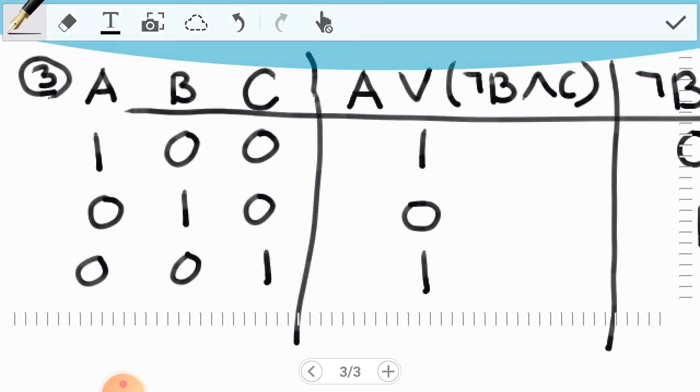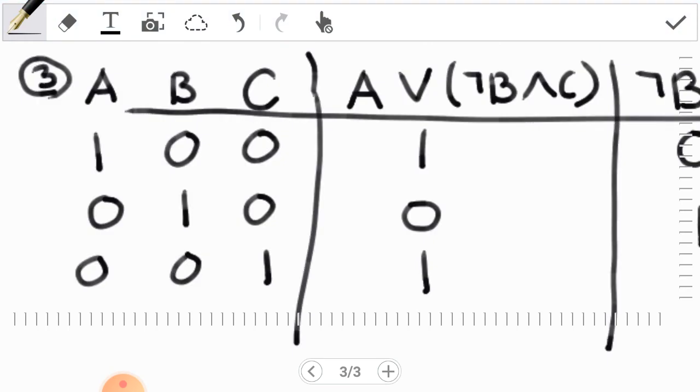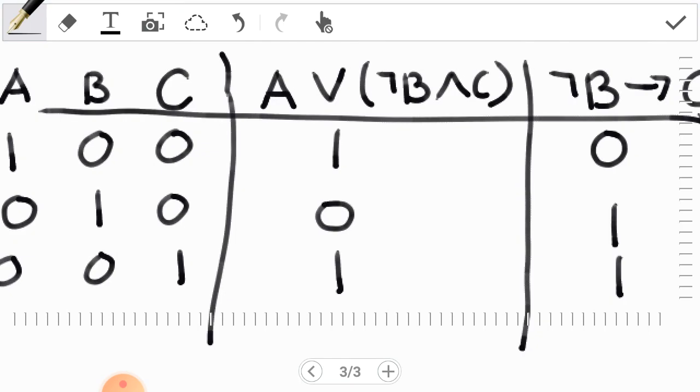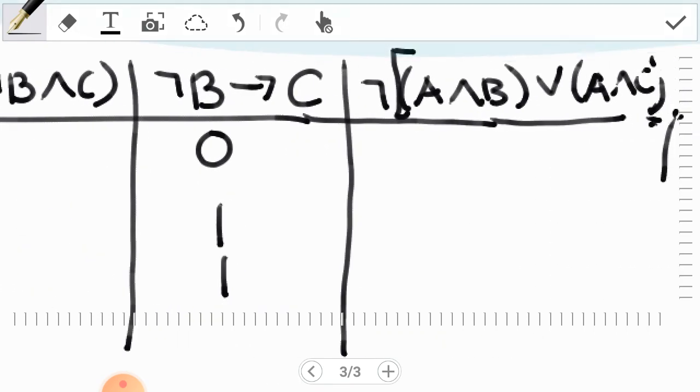And then for the last one, we have A and B. What's A and B? That must be false. A and B is false. And then A and C is false. So false or false must be false. Not false must be true.